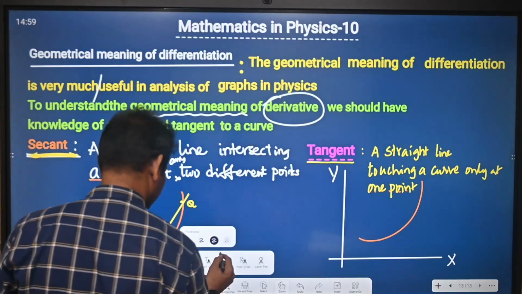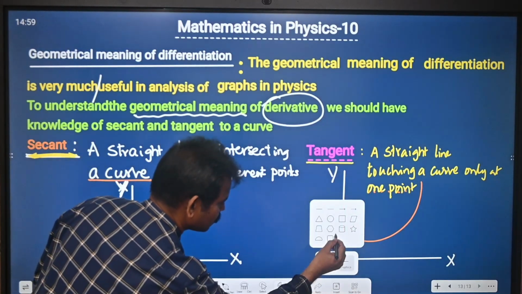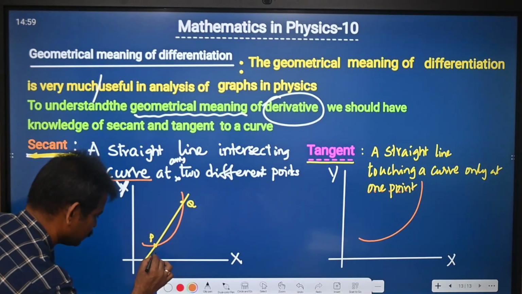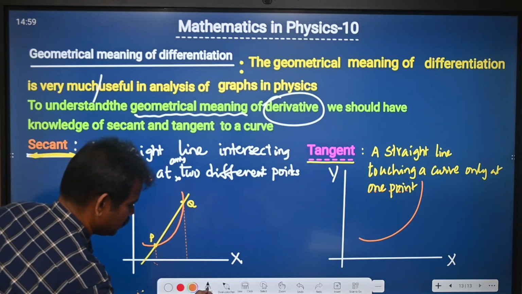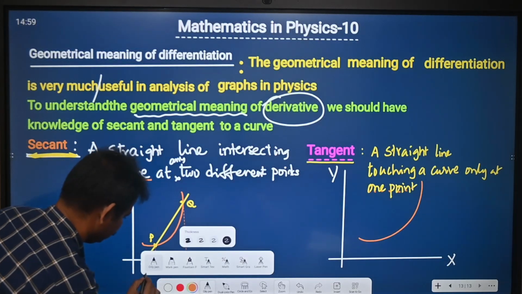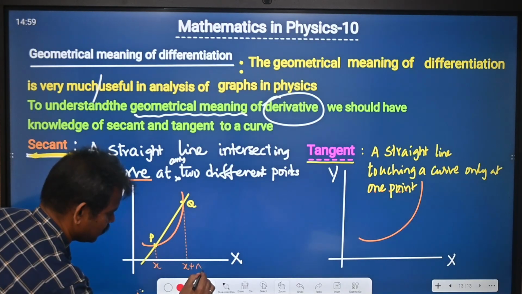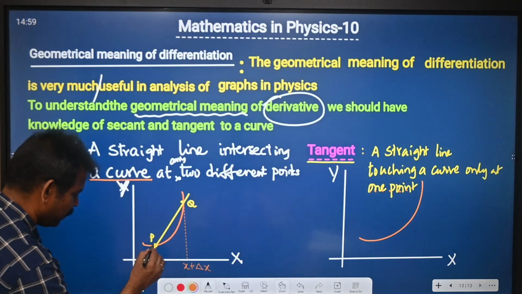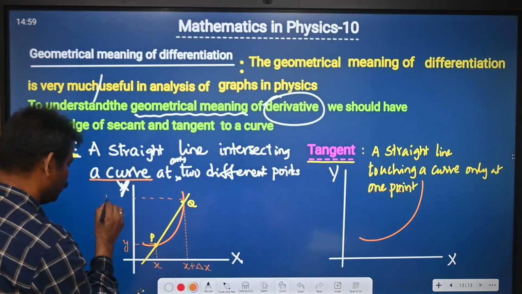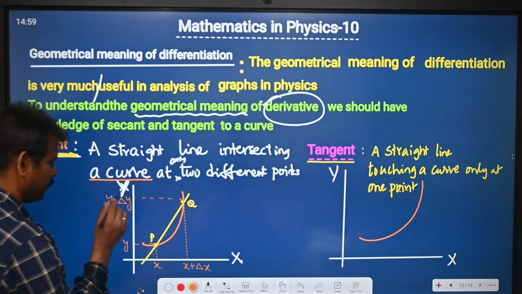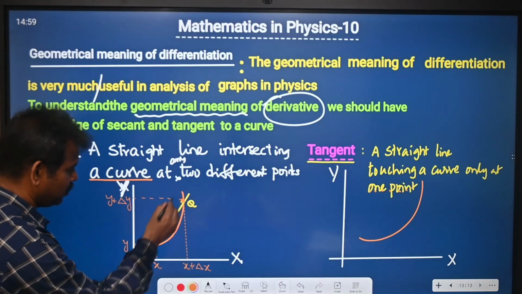Here, in this case, if you take this one and this one, we know this is x, this is x plus delta x. Similarly, this is y and this is y plus delta y. So these are the two points P and Q.